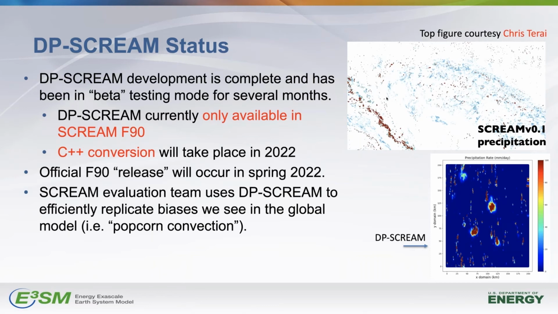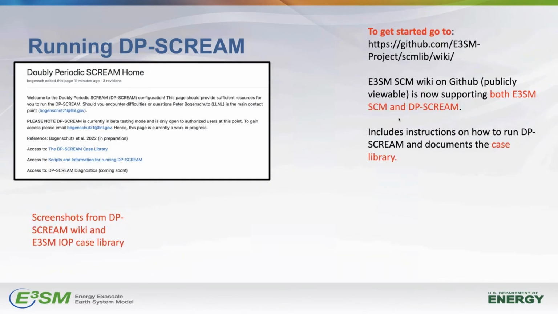We were able to replicate this in DP-Scream and figure out one of the sources of error. When we fixed this source of error, it led to a 20% reduction in our popcorn convection in our doubly periodic simulation. And we also got the same exact result in our global simulation, which was a 20% reduction. Thus, we are confident that DP-Scream can provide us with a proxy to more efficiently understand this ongoing problem and help us figure out how to completely fix it much faster and much more efficiently than if this configuration was not available to us.